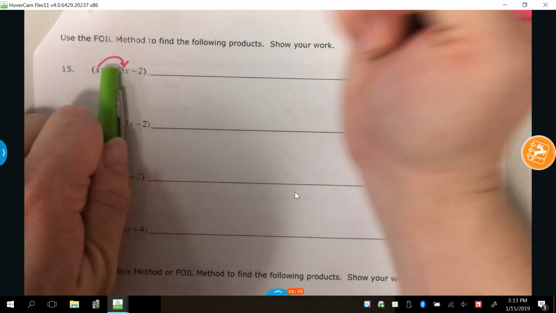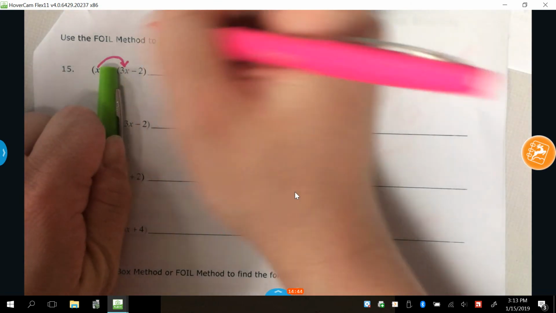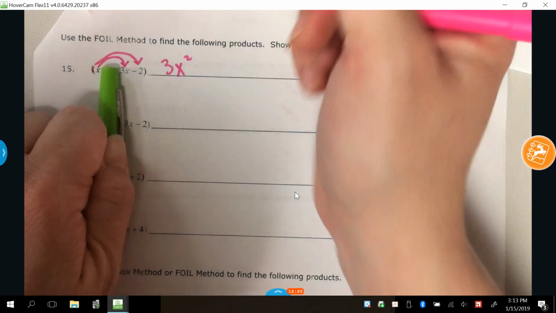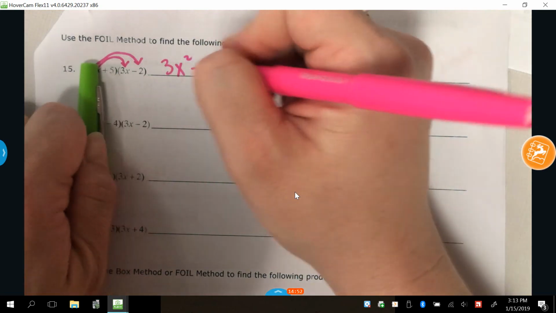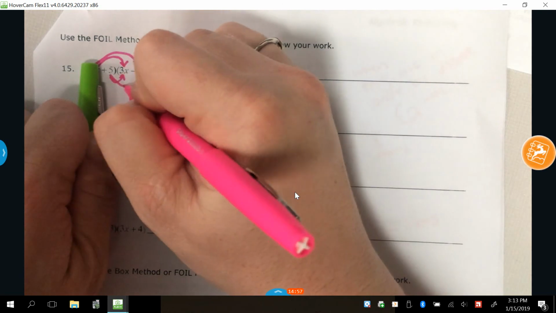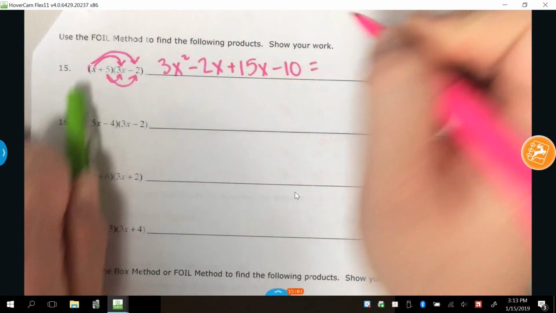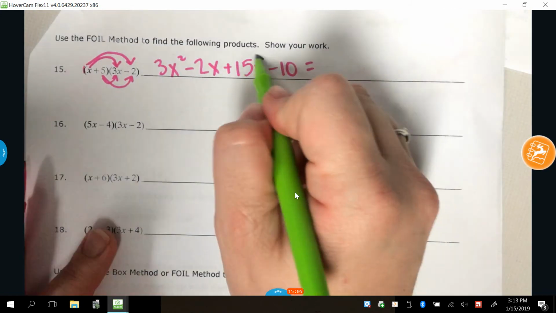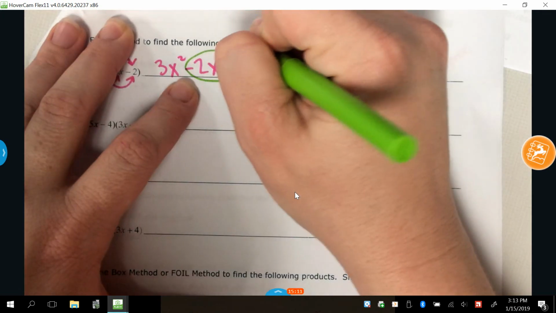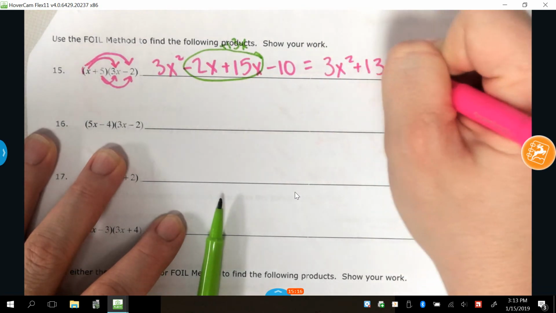So we're going to hide that 5. And x times 3x is 3x squared because it's like 1x times 3x. And then x times negative 2 is just negative 2x. And then we're going to hide that x. 5 times 3x is positive 15x. 5 times negative 2 is negative 10. Again, we combine the middle two terms, so really it's the same thing, which gives me 13x. So my final answer is 3x squared plus 13x minus 10.